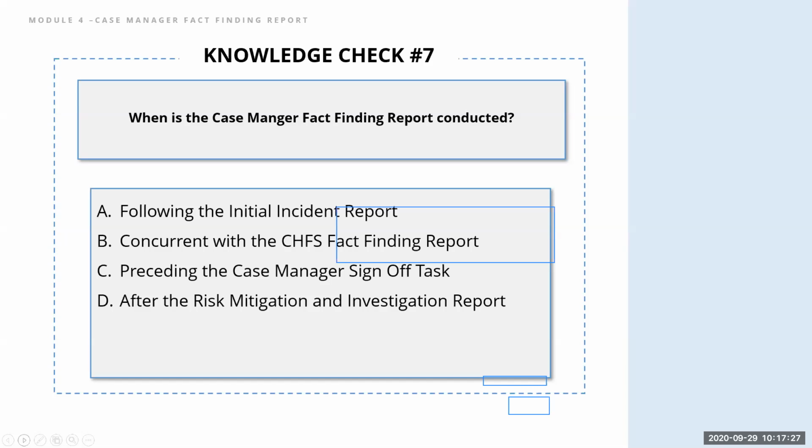So we have a few more knowledge check questions that we want to go over with everyone. The first one here is, when is the case manager fact-finding report conducted? Is it A, following the initial incident report, B, concurrent with the CHFS fact-finding report, C, preceding the case manager sign-off task, or is it D, after the risk mitigation and investigation report? As you're answering this, I would think back to the incident summary screen and the list in which these reports were shown. So I'll go ahead and bring up that polling question.